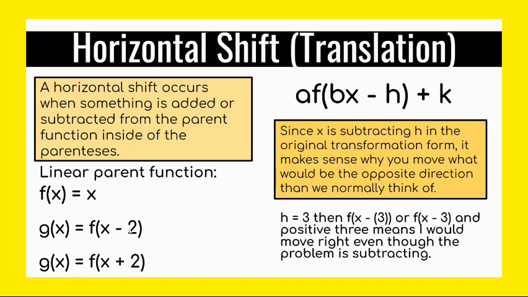In this example, I have g of x is equal to f of x plus 2. Again, inside the parentheses, I'm adding or subtracting. It's a horizontal shift. And horizontal, we think opposite. So normally when I add 2, I move to the right. But instead, this time I'm going to move to the left.